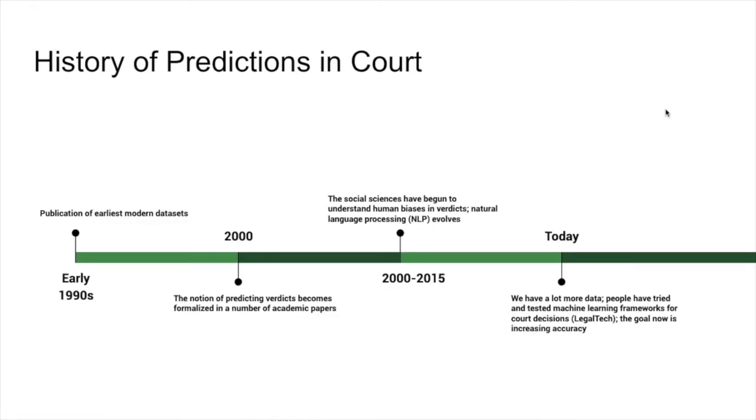Here's a history of predictions in the court, at least in the most recent period. In the early 1990s, there was a wave of publication of the earliest modern data sets, the data we can use today for prediction. In 2000, the notion of predicting verdicts became formalized through academic papers. This is when the academic literature began to flourish. From 2000 to approximately 2015, the social sciences began to understand the kinds of biases that produce verdicts, or variation in verdicts at the very least.